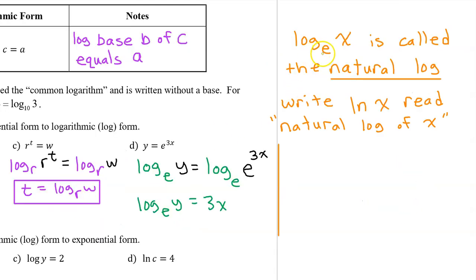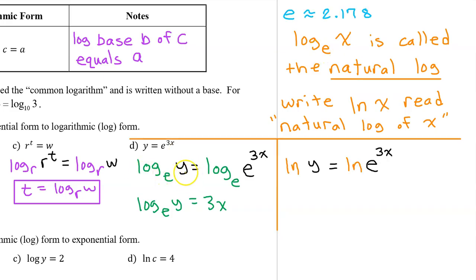Log base e is another special case called the natural log, and it is traditional to simply write natural log x instead of log base e of x. For example, this first line would be written natural log y equals natural log e to the 3x. The invisible e still cancels out this base e. So you would be left with the natural log of y is equal to 3x. By the way, the e is a constant like pi. It's approximately equal to 2.178.